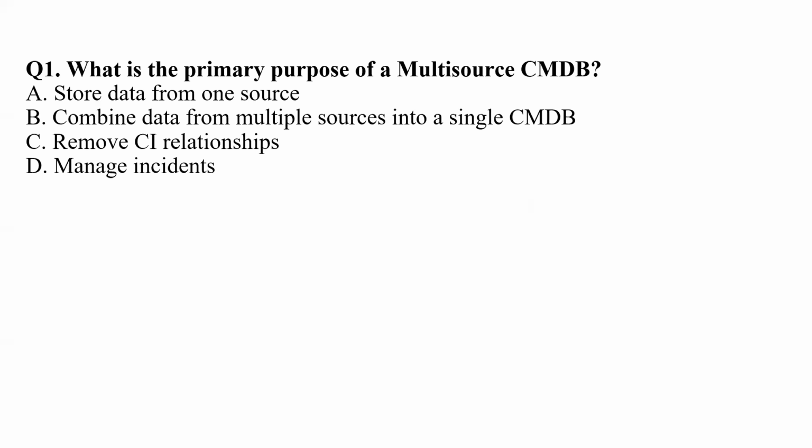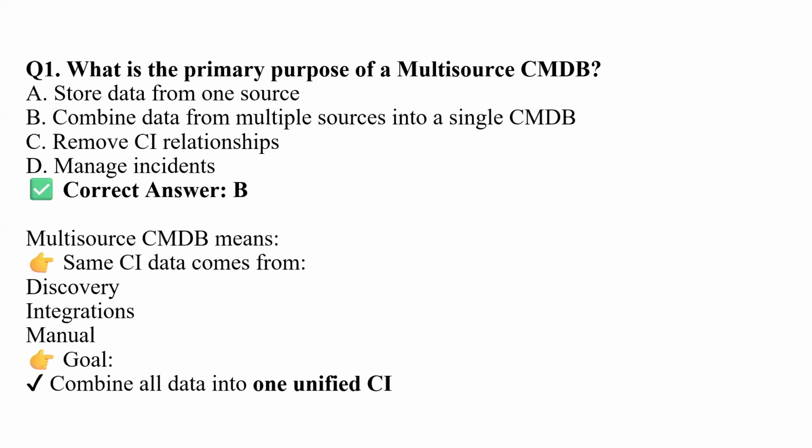Option A, store data from one source. Option B, combine data from multiple sources into single CMDB. Option C, remove serial relationships. Option D, manage incidents. The correct option is option B, combine data from multiple sources into single CMDB. It means the same CI data comes from discovery, integrations, manual, because the meaning itself is multi-source CMDB. It means multiple sources, so CMDB data comes from multiple sources.